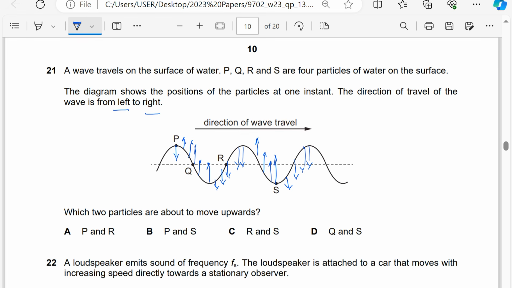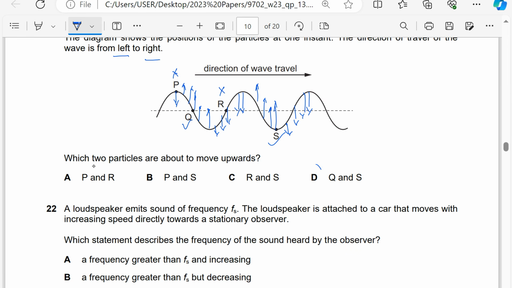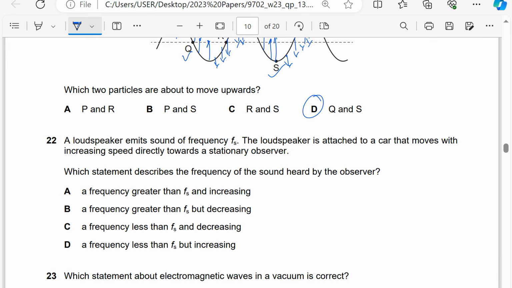Which two particles are about to move upwards? So P is about to move downwards, and R is also moving downwards. So it is Q and S. So the answer is going to be D, Q and S. A loudspeaker emits sound of frequency Fs. The loudspeaker is attached to a car that moves with increasing speed. The speed is increasing.